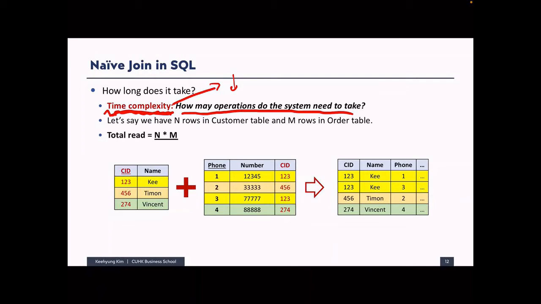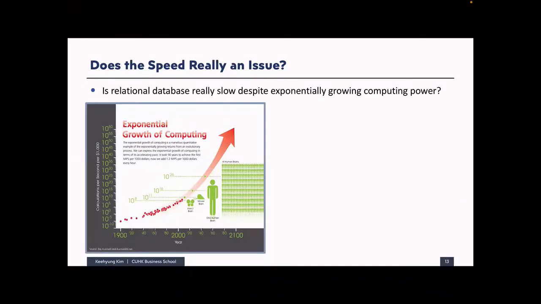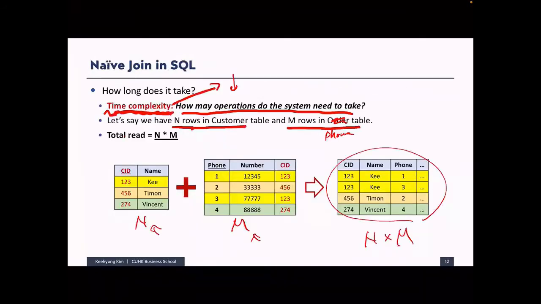Let's say that in our example, we have n number of customers, and we say there's m number of phones in the table. If we have n customers and m phones, to get this result, because for each customer we have to scan the entire table, the time complexity will be n multiplied by m. That's the time complexity, and that's how many operations the computer needs to take.